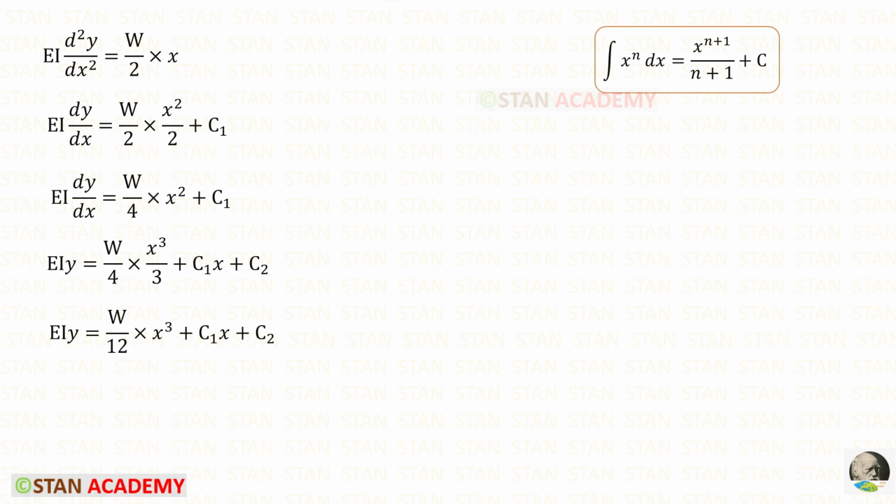One more time, we have to integrate on both of the sides. When we integrate this, we will get y. When we integrate x square, it will be x cube upon 3. In this term, there is no x, so we have to multiply with x. C2 is the new constant. 4 into 3, it will be 12.